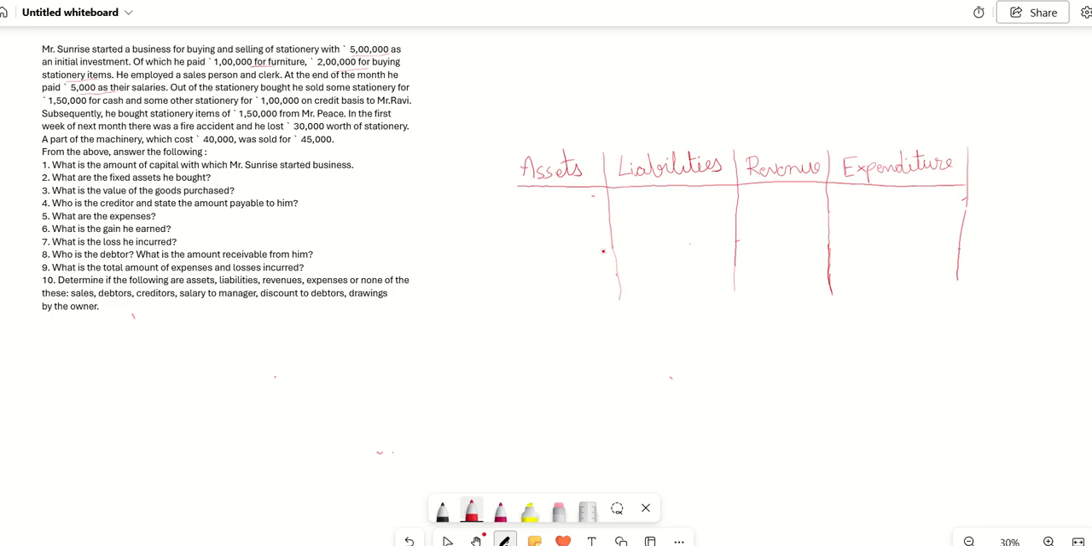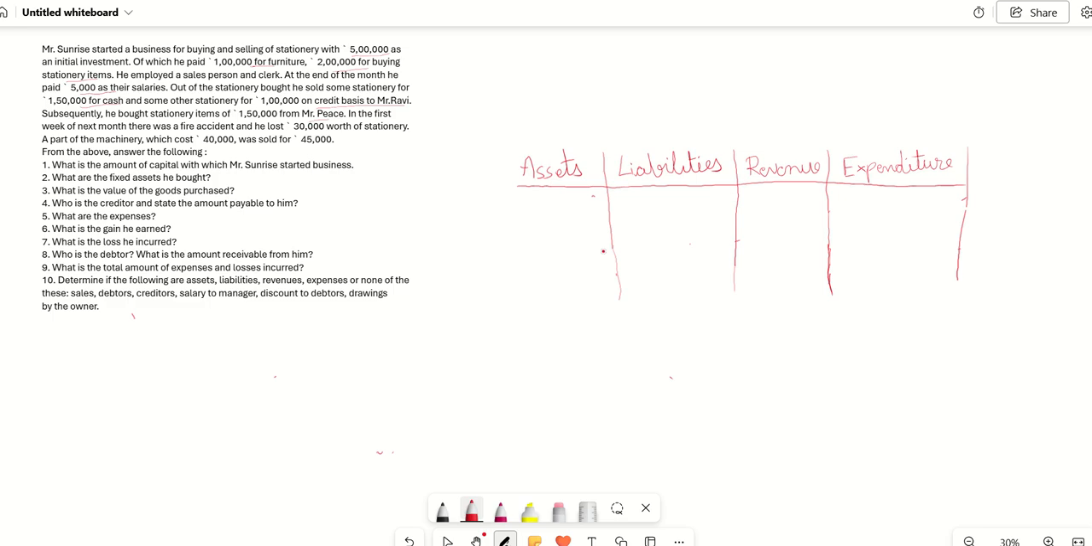Salary is an expense. Out of the stationery bought, he sold some stationery for 1,50,000 for cash. So when they mention for cash, it is called cash sales. And some other stationery for 1 lakh on credit basis to Mr. Ravi. So they have clearly mentioned credit basis. So this is credit sales made to Mr. Ravi.